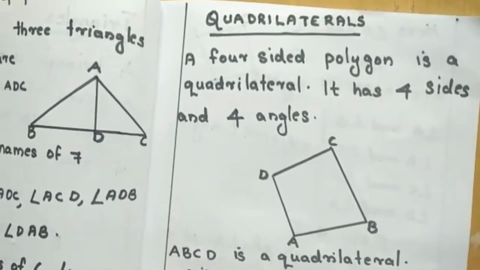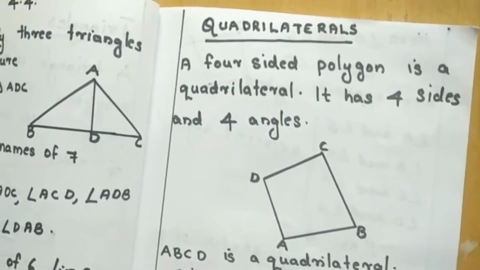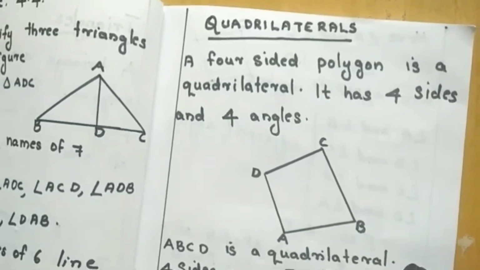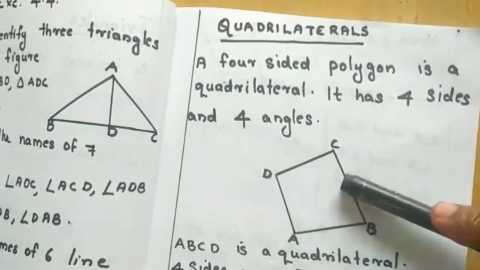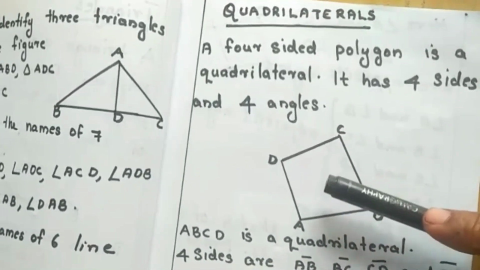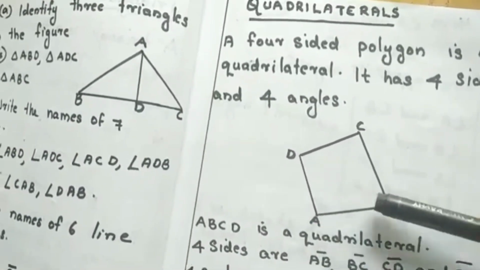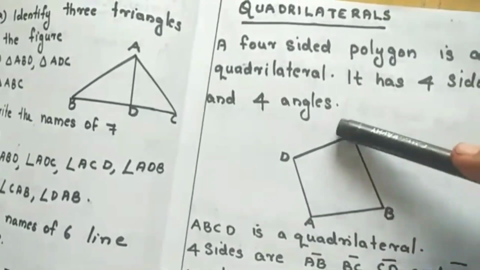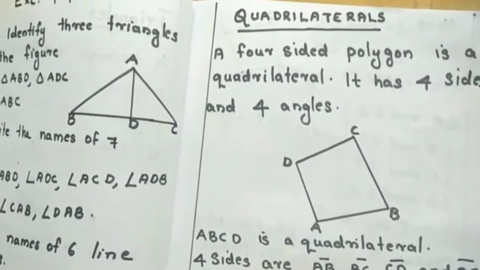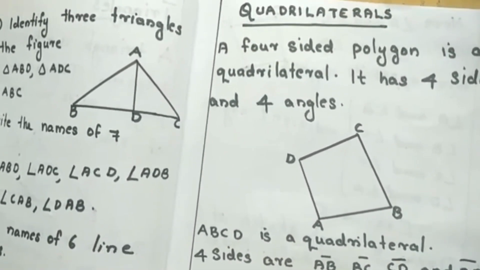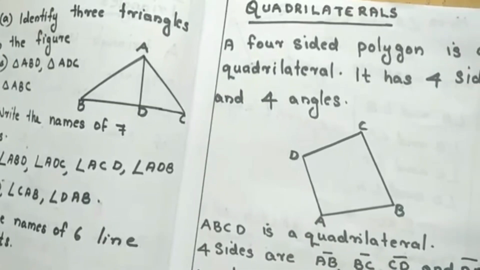Next, what will be the four-sided polygon? A four-sided polygon is called a quadrilateral. Quadrilateral means four-sided polygon. So, it has 4 sides and 4 angles. Here, I drew a quadrilateral ABCD. You can identify 4 angles and 4 sides from this quadrilateral. Moreover, we can define the opposite sides, adjacent sides, opposite angles and adjacent angles from this figure.